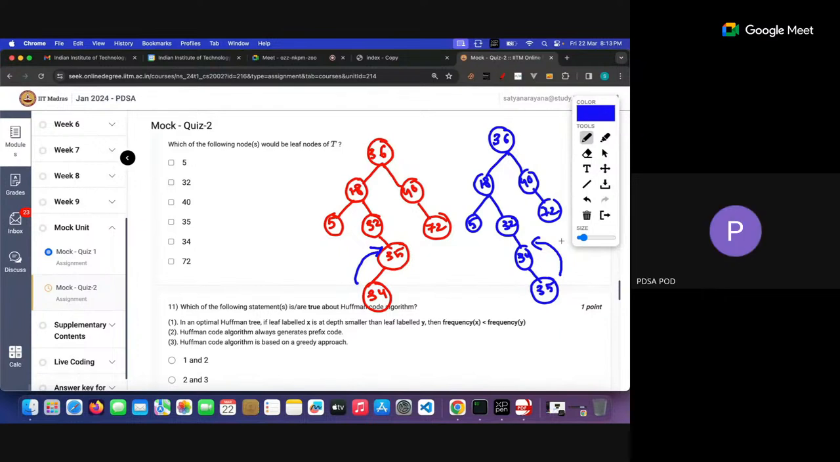After that, this particular part with 35 is changed. Whenever this part is changed, it looks like this: 34 is here, 34's left is 32, and 34's right is 35. So what are the final leaf nodes in the tree after the complete AVL tree is constructed? The final leaf nodes are 5, 32, 35 and 72. This is about it.